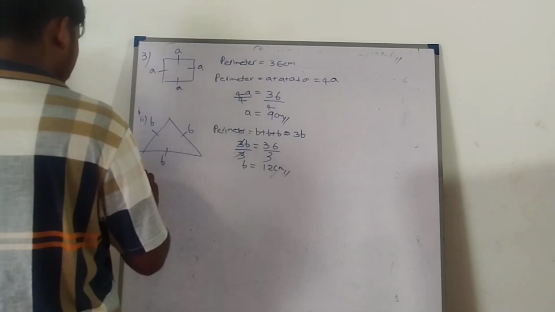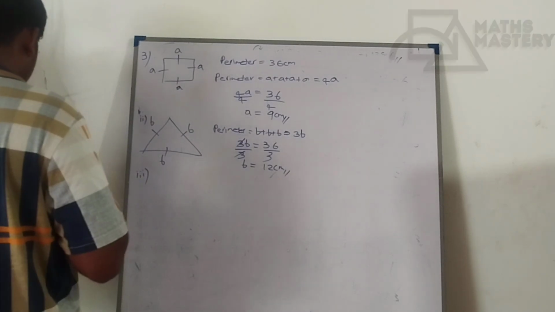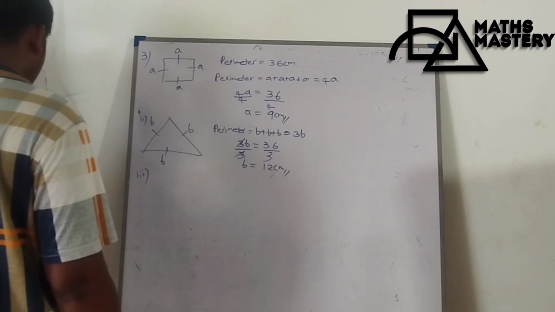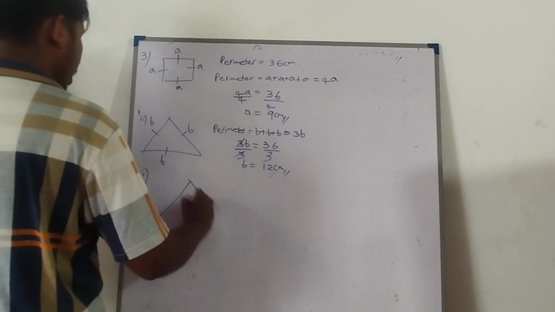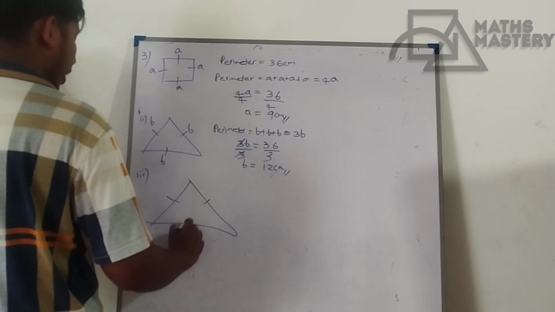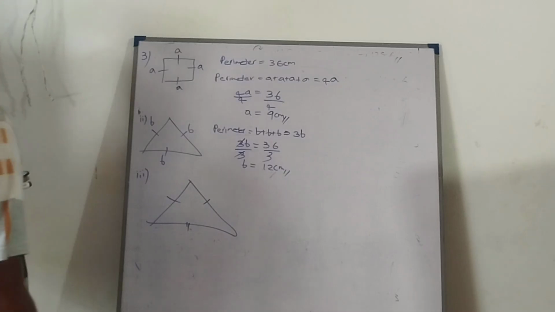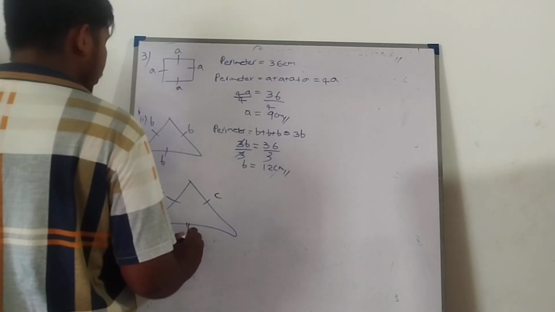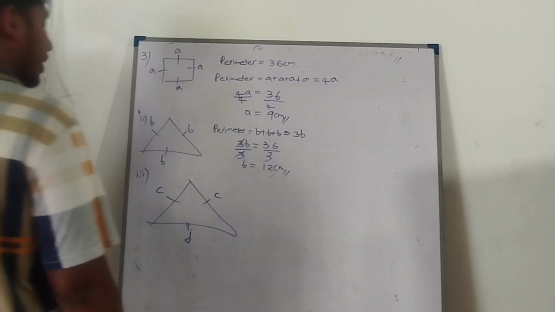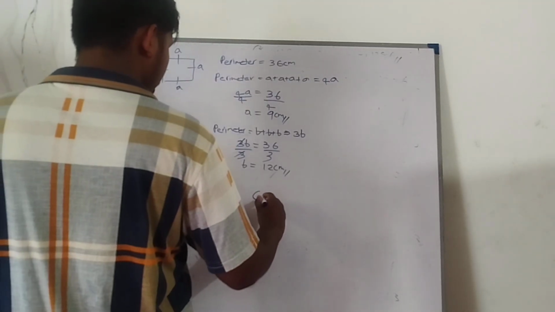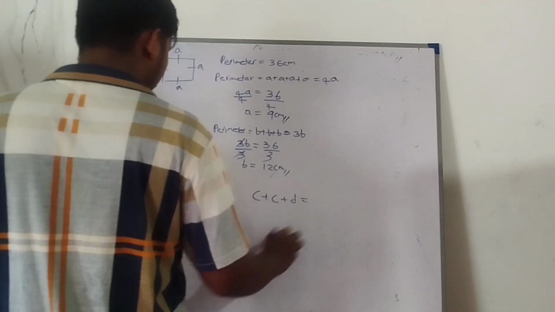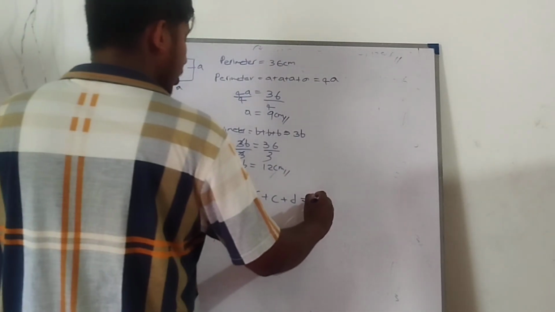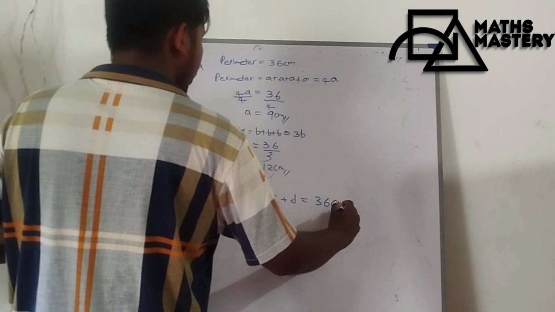Roman number 3. Write suitable values of the 3 sides of an isosceles triangle which has the same perimeter as the above square. Now they are telling us there's an isosceles triangle, students. 2 sides are equal, so I'll put that as C and this one as D. What they are telling you is to input some values so that the perimeter of this isosceles triangle is equal to 36 centimeters.